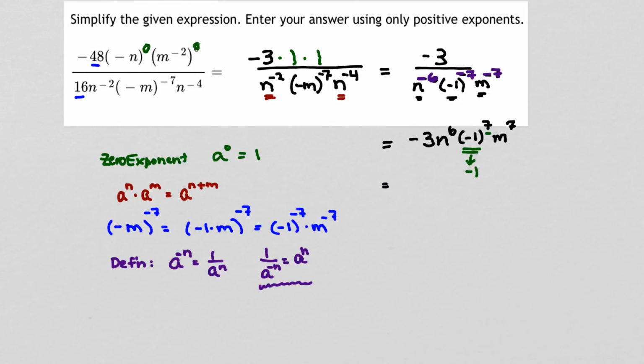So I have a negative 1 being multiplied by a negative 3, and those two together are going to combine and give me positive 3. Negative 1 times negative 3 is positive 3, n to the 6th times m to the 7th. That's my final answer. If you have any questions, let me know. This one's a little tricky, especially that negative sign inside the quantity.